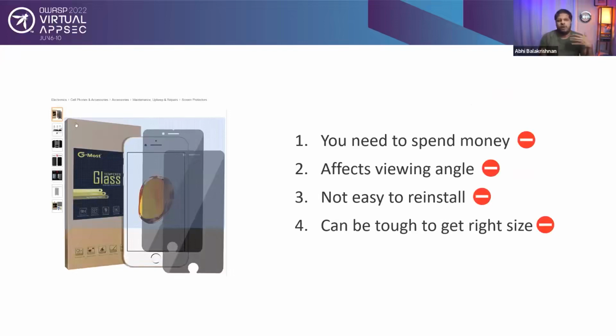These are the 4 main issues when you use these types of physical privacy screen guards. One, you need to spend money. All these privacy screen guards are aftermarket solutions. I haven't seen any mobile phone, laptop, or monitor manufacturers giving these privacy screen guards in their package, right? So you have to go ahead and purchase the screen guards by spending extra money. The second thing is it affects viewing angle.